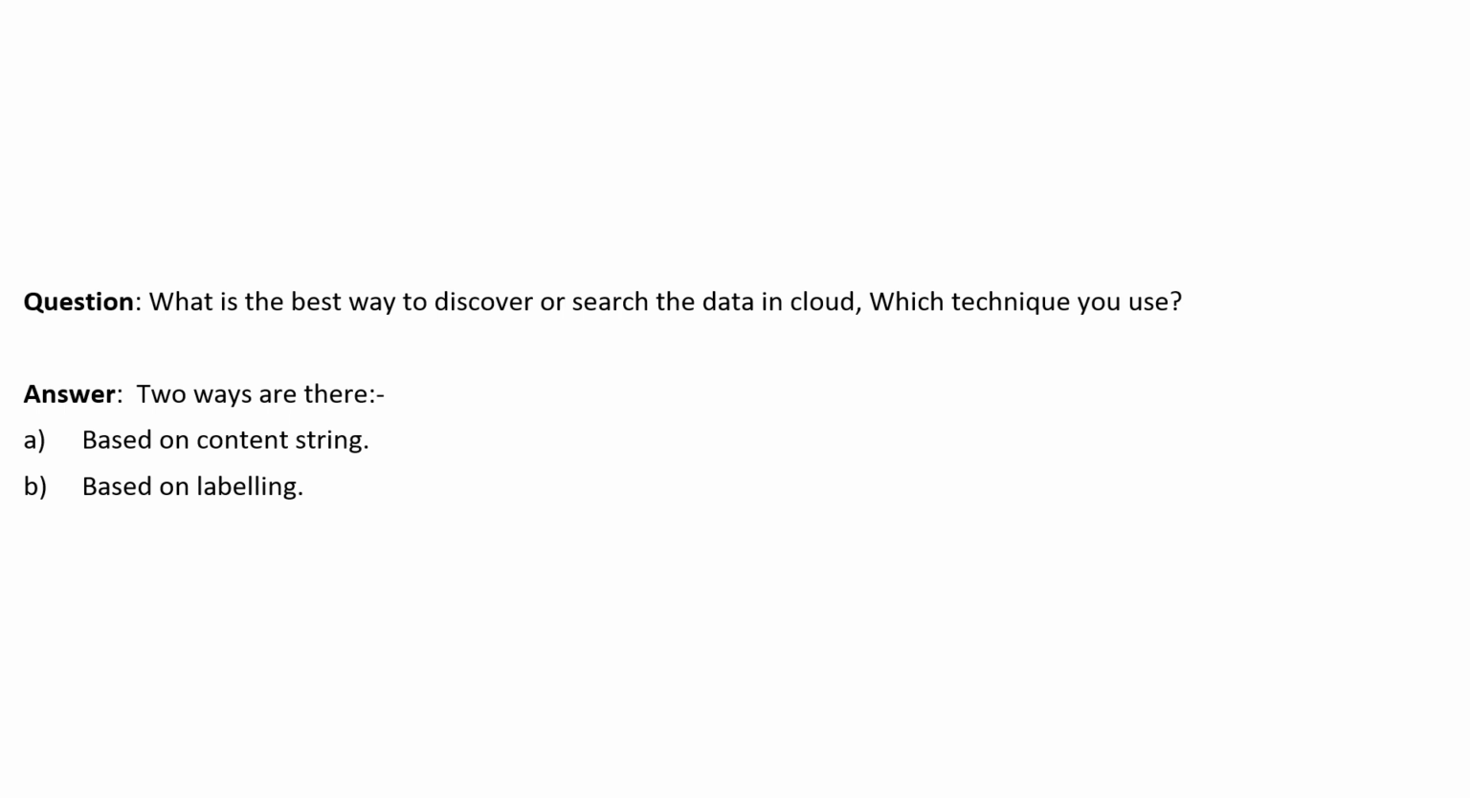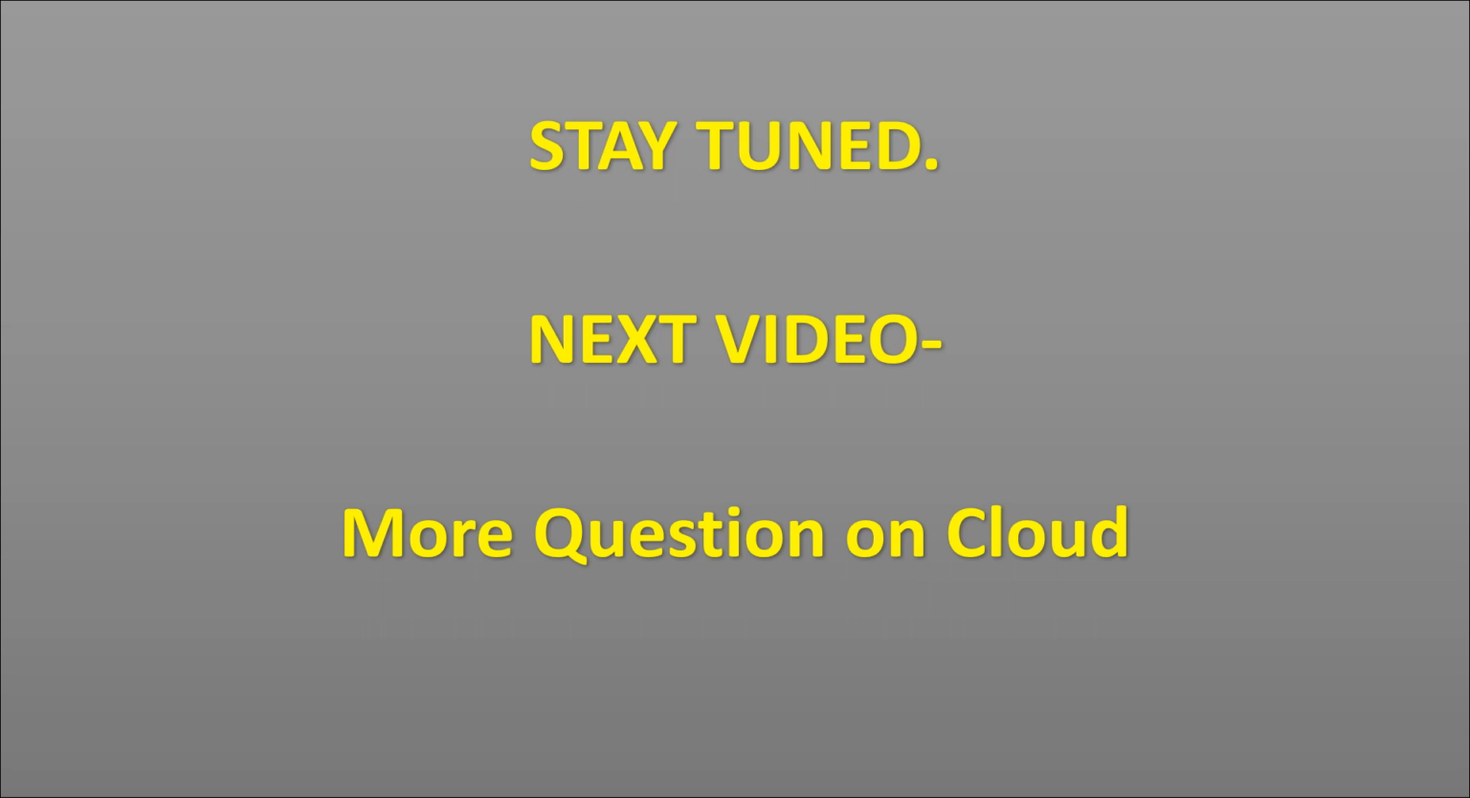Next slide. What is the best way to discover or search data in cloud? Which technique do we use? So guys, generally for searching data, as we know that cloud is very dynamic, we can search the content based on the content string, right? And based on the labels, right? Labels means heading type, and content string means whatever content is available in the body. We can search in these two ways, A and B. So guys, these are the certain questions.